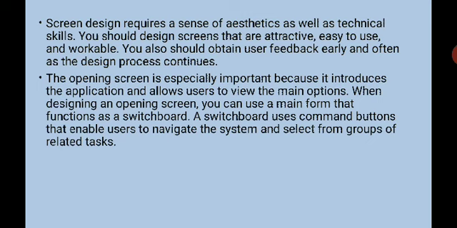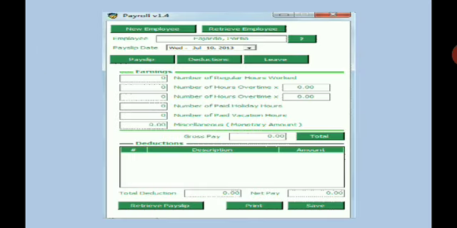And we have already discussed all this kind of detail in the previous slide. So just see here, it's Payroll version 1.4, that is the main menu. It has a minimize option, maximize option, and a cancel option. Then there are various buttons in it: new employee, retrieve employee.